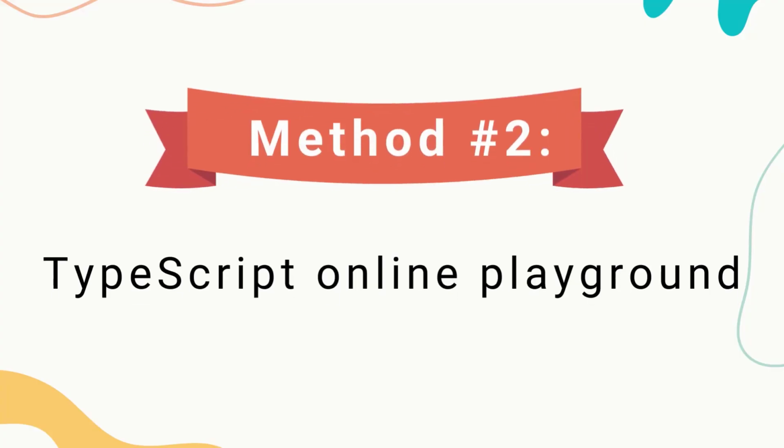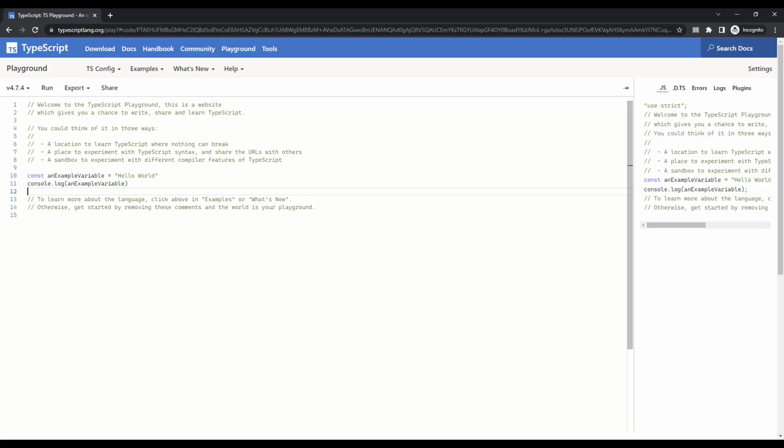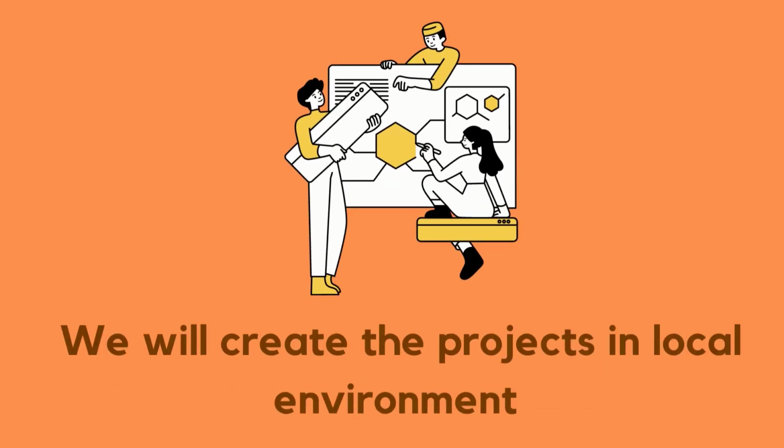The second method is TypeScript Online Playground. Go to TypeScript official website. Click the playground link on the top menu. You can write and run the TypeScript code in the browser window for convenience. In the following chapters, we will use the first method, create the project in local environment.